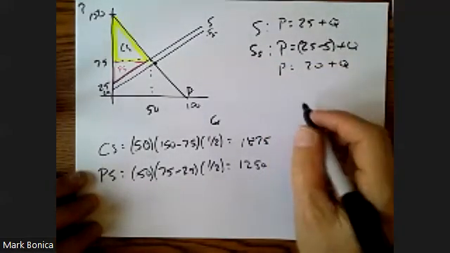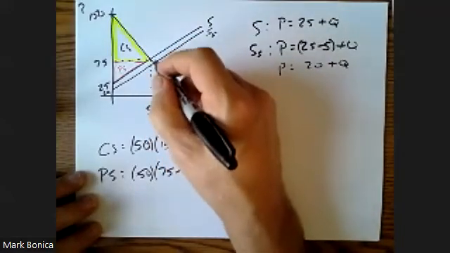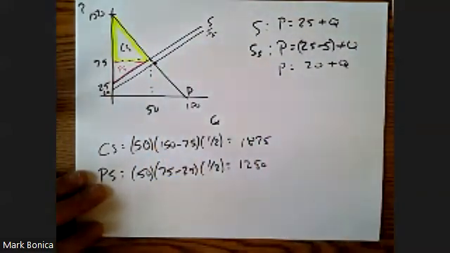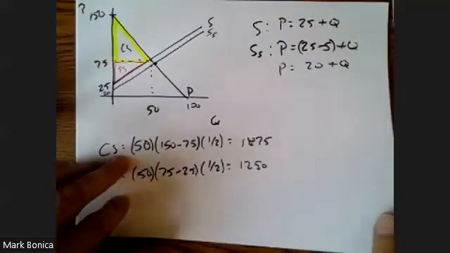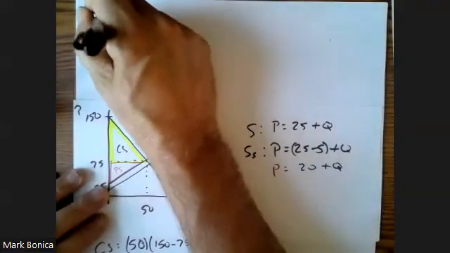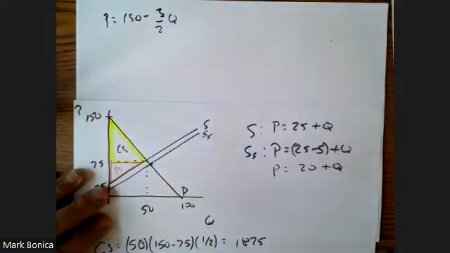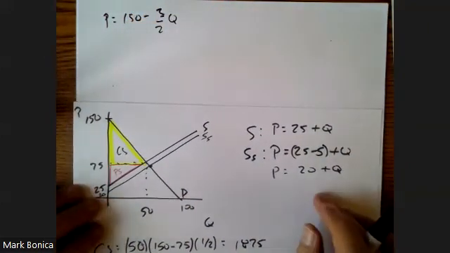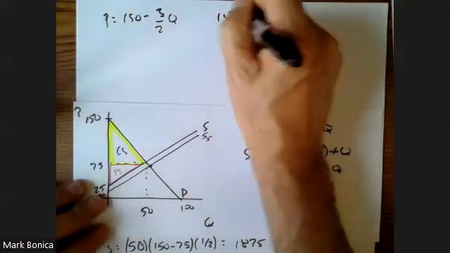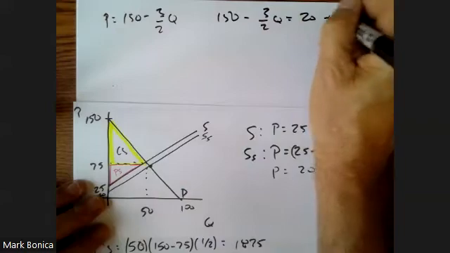And so we need to figure out what quantity is she willing to produce given where her supply curve crosses the demand curve? Well, nothing has changed about the demand curve. So the demand curve is still P equals 150 minus 3 over 2 Q. And so we're going to set the new subsidized supply curve equal to the demand curve. So 150 minus 3 over 2 Q equals 20 plus Q.